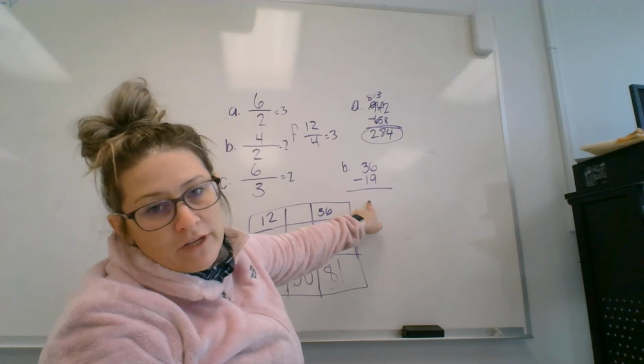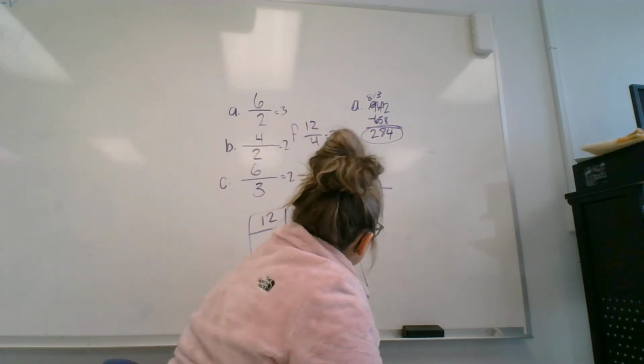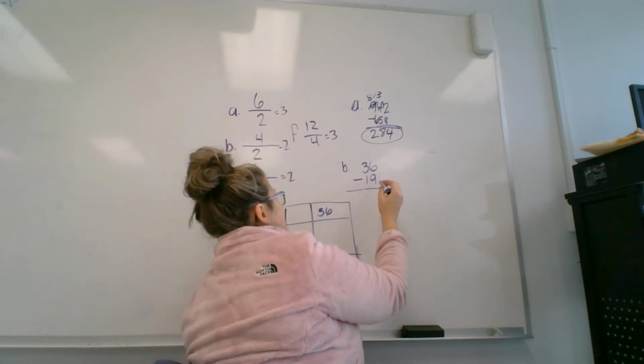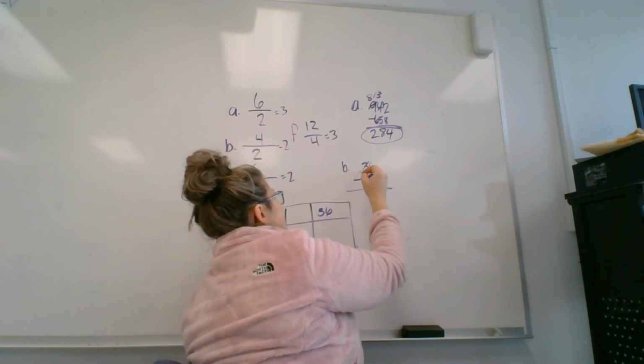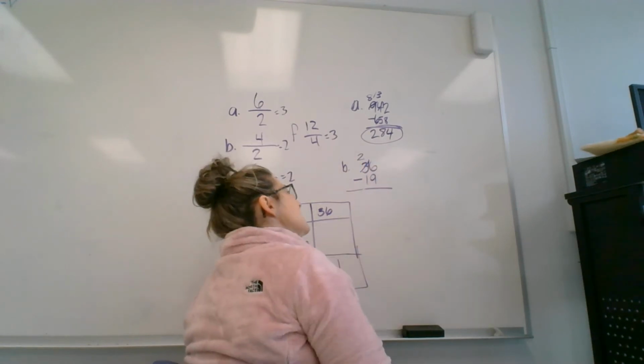So here I'm only going to have to borrow once because it's only 2-digit numbers. Can't take 9 from 6, so I'm going to go over here. 3 minus 1 is 2. Now I have 16 minus 9.